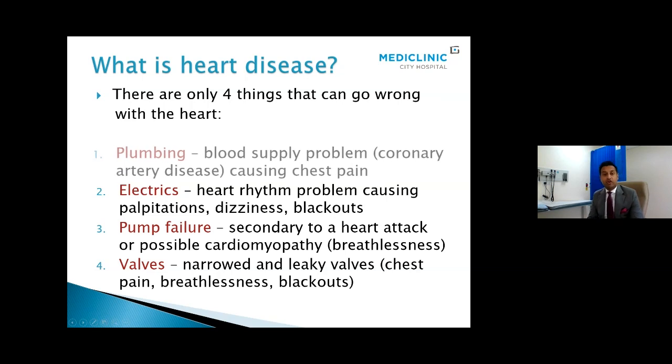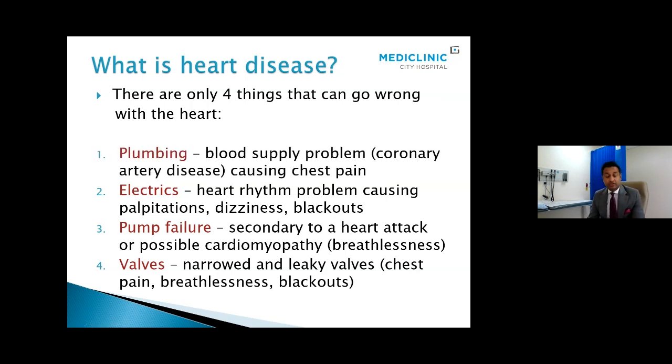The other things that can go wrong are the electrics of the heart, so that's heart rhythm problems causing symptoms such as palpitations, dizziness or blackouts, and the subspecialty interest of that is electrophysiology, where we have cardiologists who explore principally just the electric circuits of the heart.